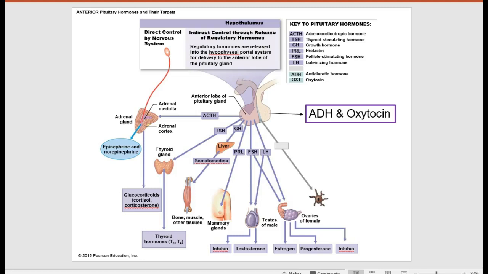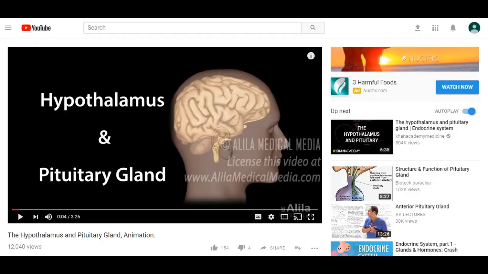Let us turn our attention to the anterior pituitary hormones. So these are all hormones that are made in the anterior pituitary gland, which is really epithelial tissue, so it's true glandular tissue, and regulated because of RHs, releasing hormones and inhibiting hormones from the hypothalamus. So before you watch the rest of this video, please make sure that you've watched this one that will tell you about how anterior pituitary hormone release is regulated by the hypothalamus.